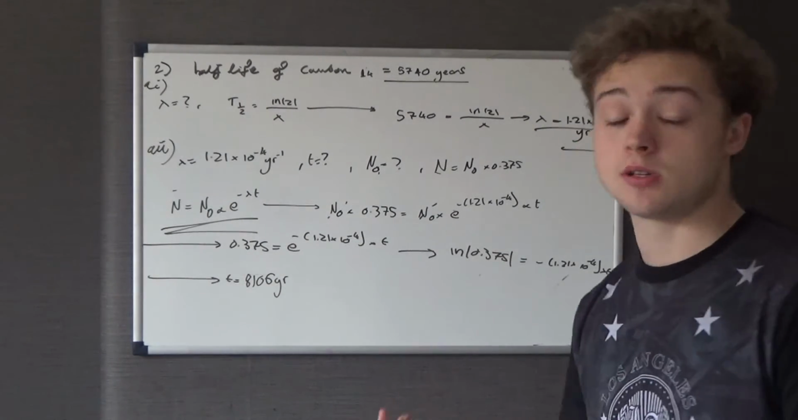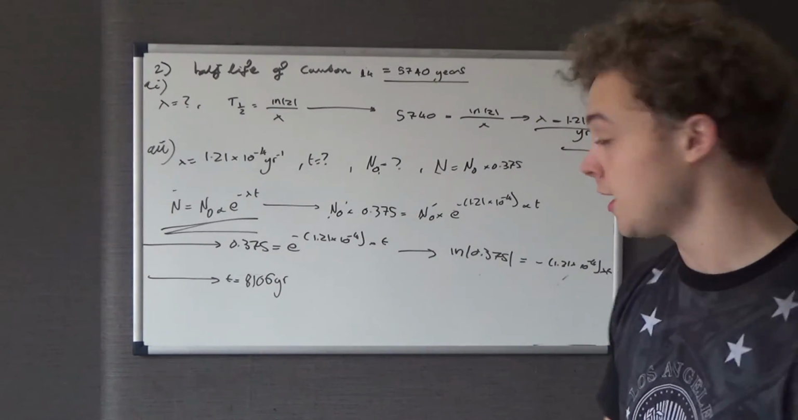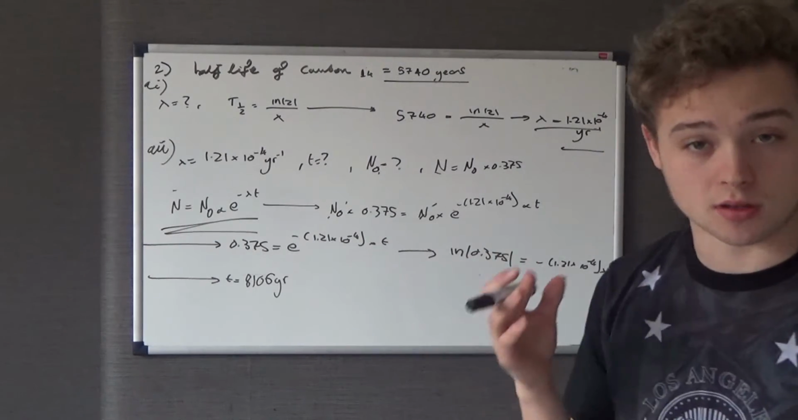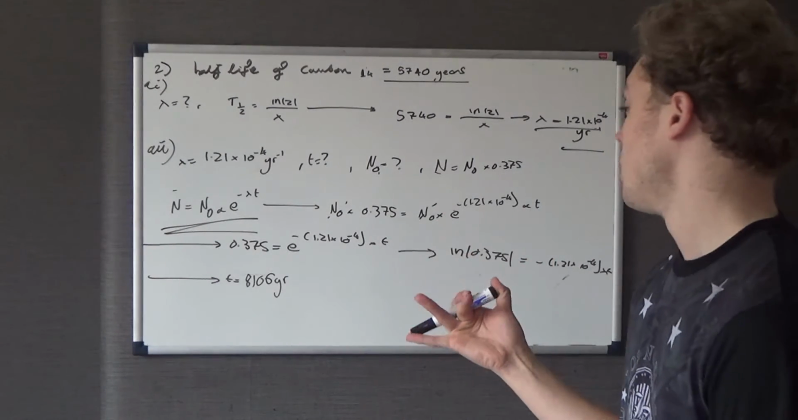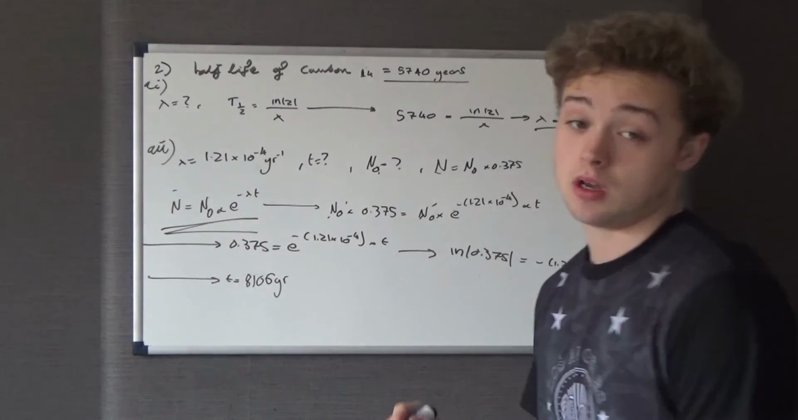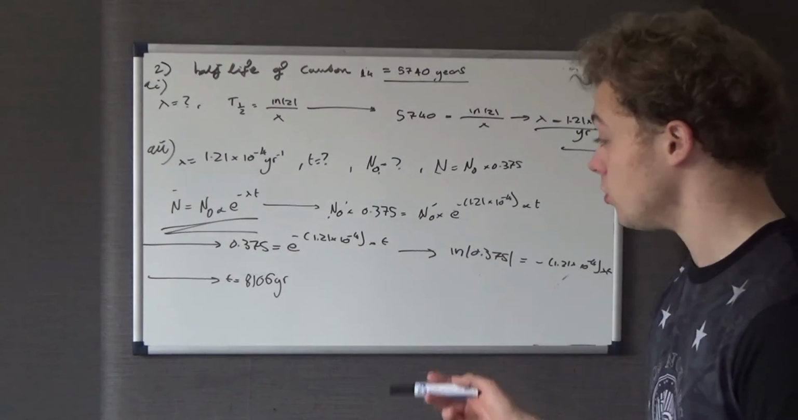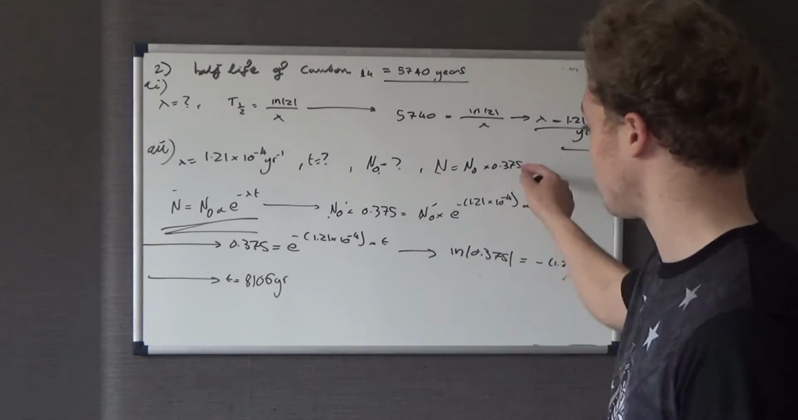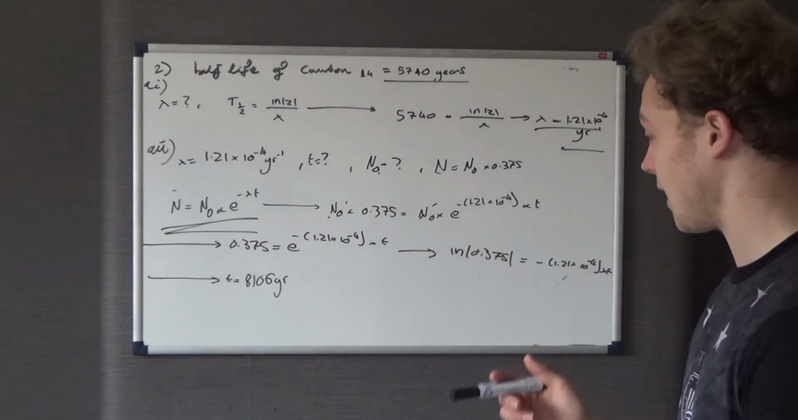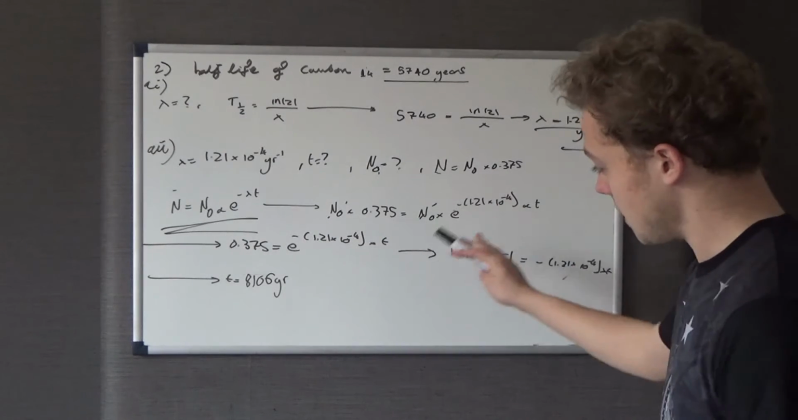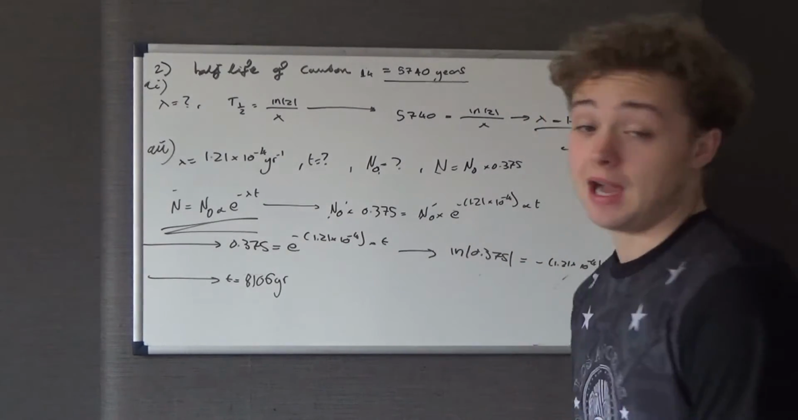One's the starting number of nuclei and one's the current. So we had to convert them into both being N, or we had to convert them into both being N0, which was a more sensible idea because we've got a number associated to that. So we used that and then cancelled down again, and got the time.